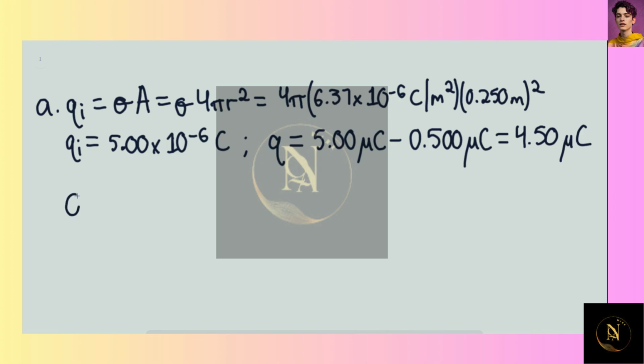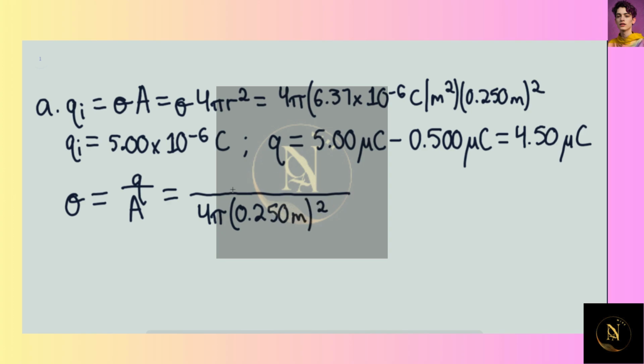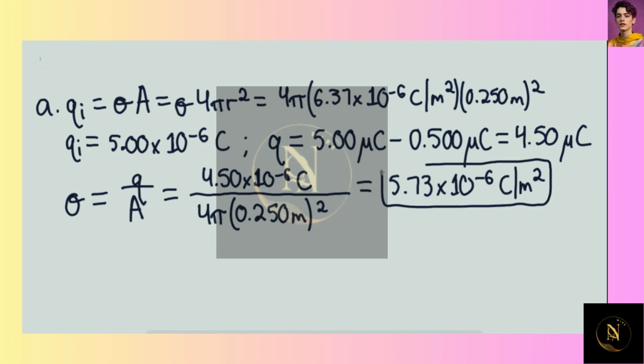And so now the surface charge density has changed, and this would be the charge Q divided by the surface area. And so this would be equaling 4 pi multiplied by 0.250 meters quantity squared. And then for the numerator, 4.50 times 10 to the negative 6 coulombs. This is giving us 5.73 times 10 to the negative 6 coulombs per square meter. This would be our answer for part A.